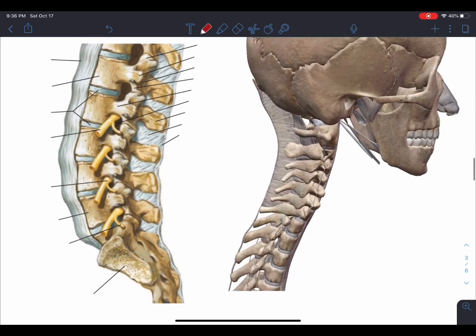The interspinous ligaments are here, which are broader sheets of tissue that connect adjacent spinous processes. This tissue layer is very weak. However, the ends of the spinous processes are bound by very strong connective tissue called the supraspinous ligament.